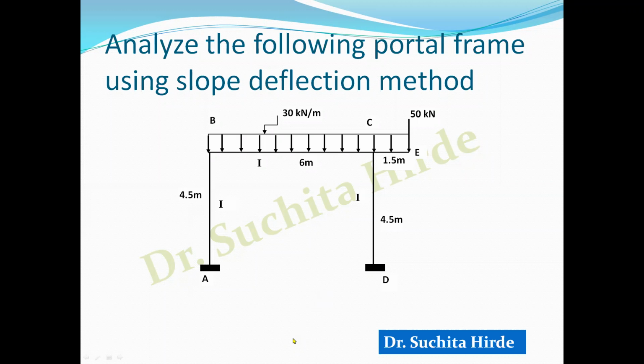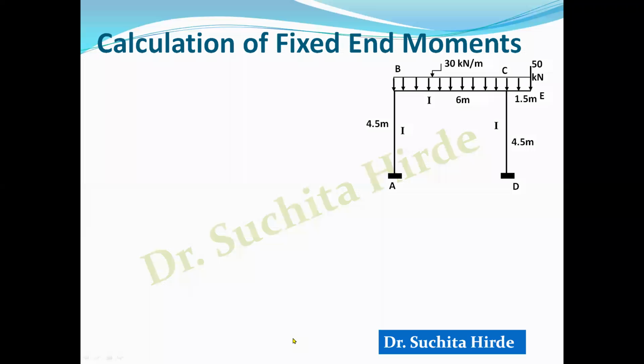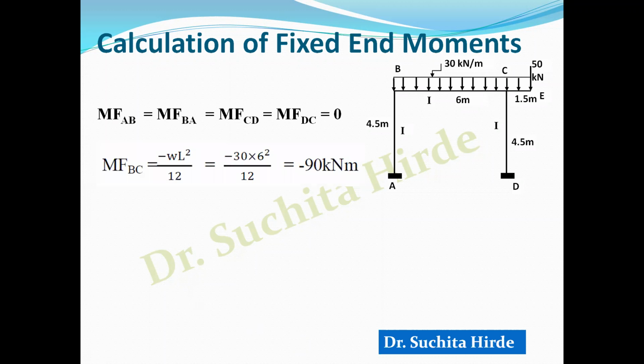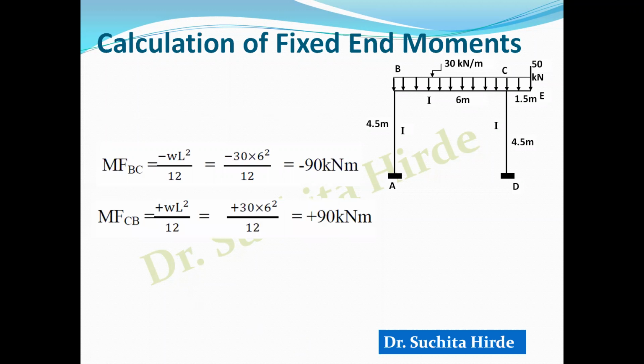So whatever may be the frame is, first step is always to calculate fixed end moment and joint moments. So in this frame, member AB and member CD is not subjected to any load and therefore fixed end moment for member AB and CD is 0. There is load UDL on beam BC, because of which we have a standard formula for UDL minus WL square by 12 and plus WL square by 12. So because of this, the beam BC will have fixed end moment of minus 90 kilonewton meter and plus 90 kilonewton meter. Now there is overhanging part.